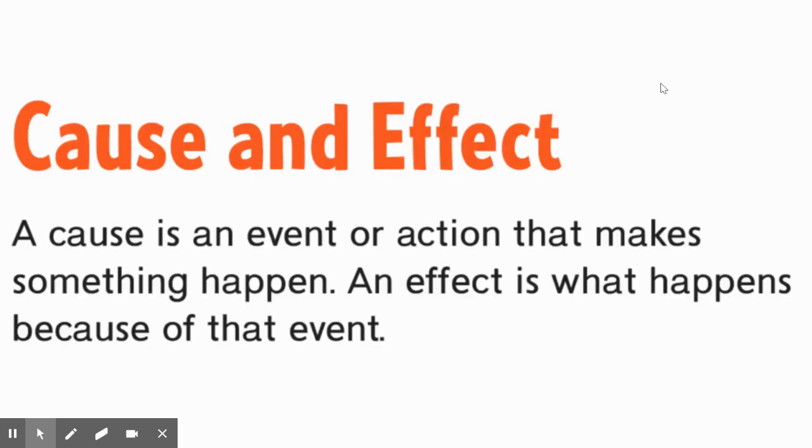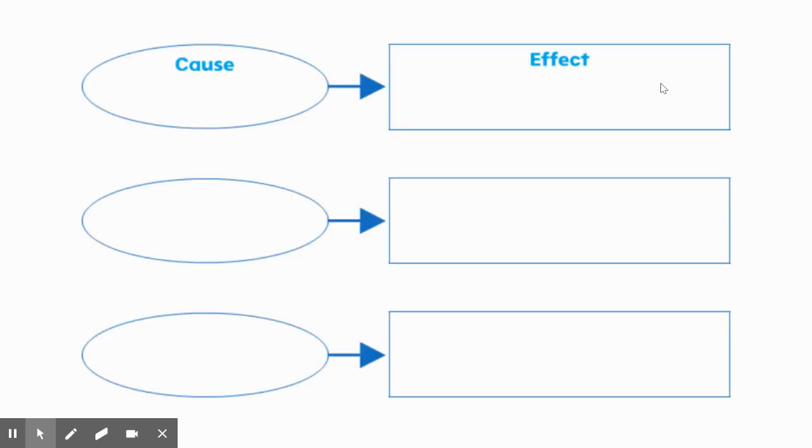Cause and effect. A cause is an event or action that makes something happen. An effect is what happens because of that event. We will talk through a few cause and effects in our story Volcanoes.